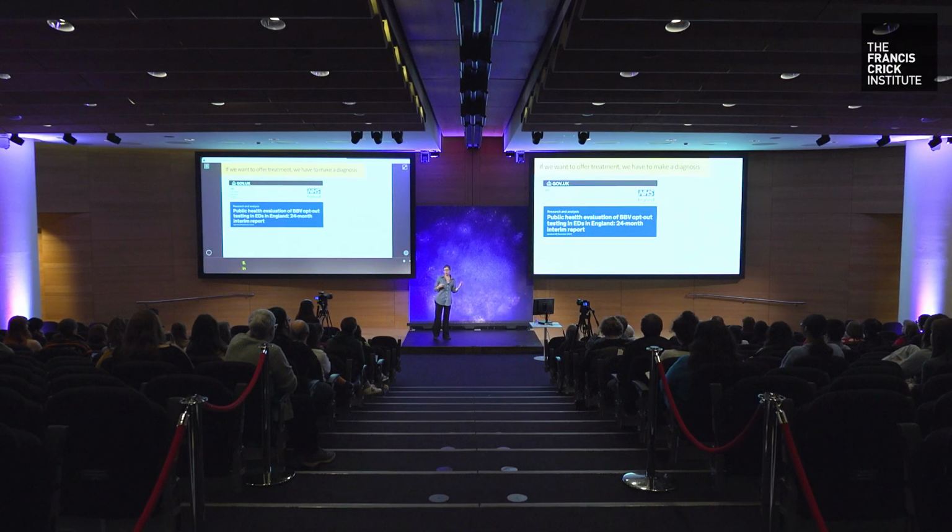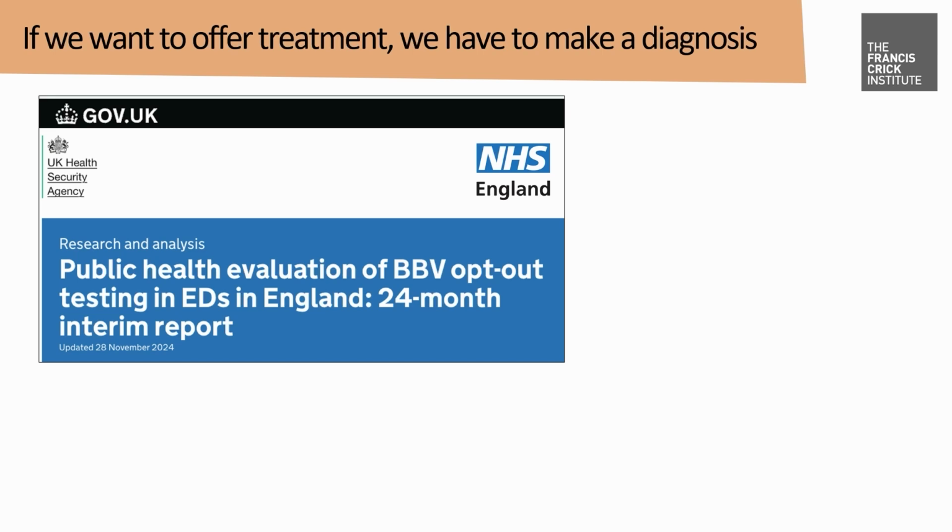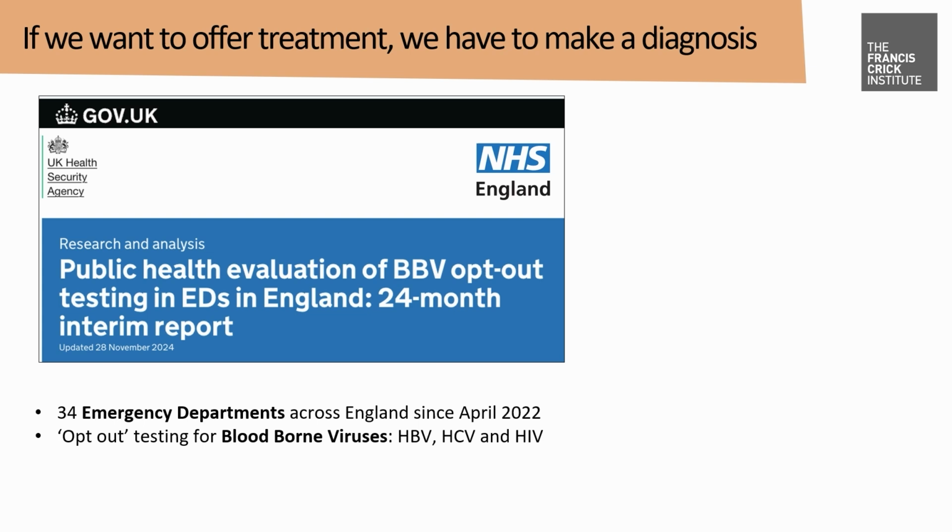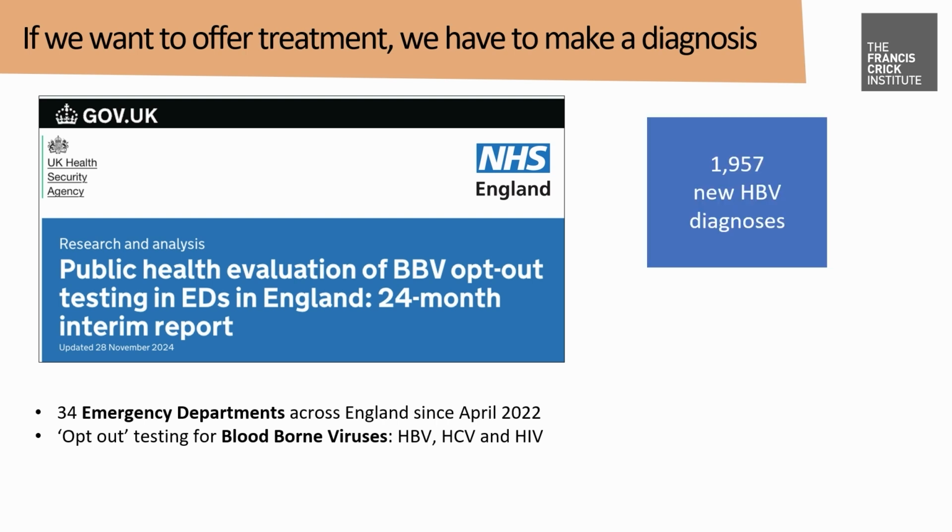In England, we've had this really amazing programme rolled out over the last 2 years through NHS England, where emergency departments since April 2022 have offered opt-out testing for blood-borne viruses. So that's hepatitis B along with hepatitis C and HIV. And as a result of this programme, nearly 2,000 new diagnoses of hepatitis B have been made.